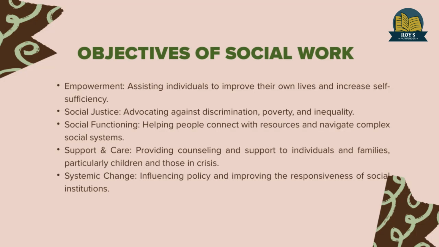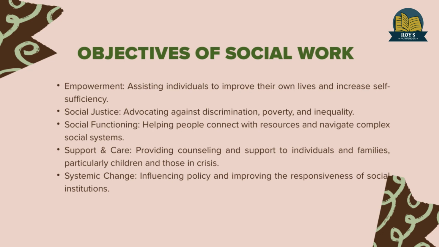Now, let's look at some of the key objectives of social work. First, empowerment. This is all about helping individuals improve their own lives and become more self-sufficient. It's about giving people the tools and confidence they need to take control of their circumstances. Next, social justice. This involves advocating against discrimination, poverty, and inequality to create a fairer society for everyone. Then we have social functioning, which focuses on helping people connect with resources and navigate complex social systems. They shouldn't feel lost or overwhelmed when seeking help.